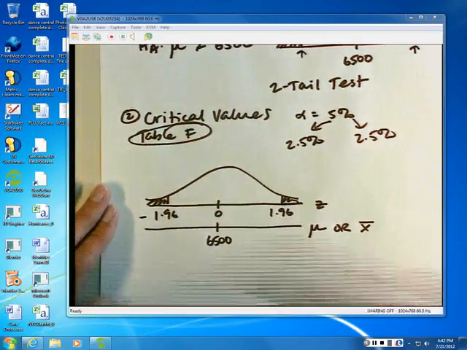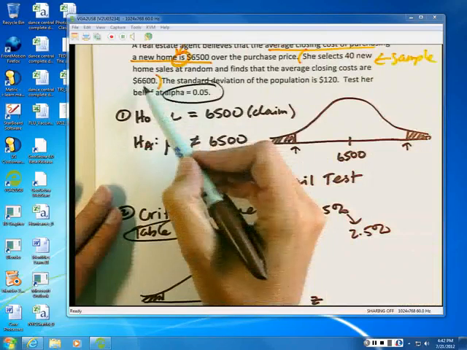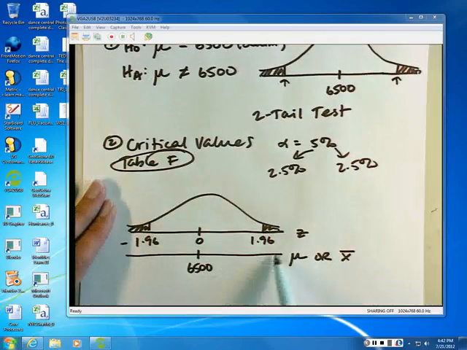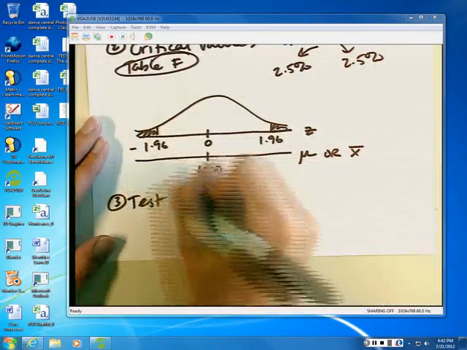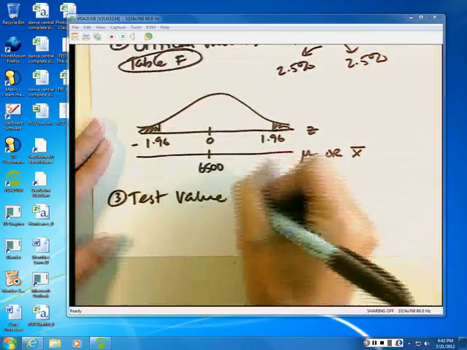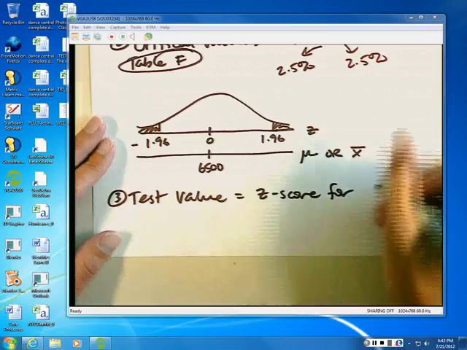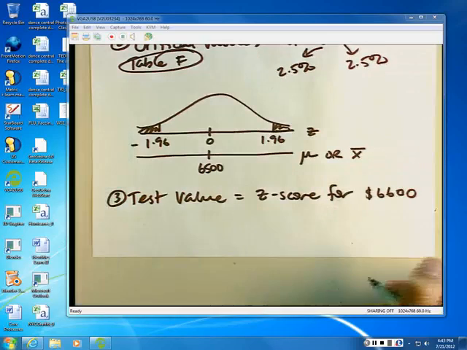So that means what I really need, because I've got that 6,600 and we wanted to know if it's different. So in this case, if it's significantly more. Well, all I need is the z-score, because I don't know where 6,600 lies, if it's over here or if 6,600 is over here. So I just need the z-score for 6,600. So step number 3, I'm going to compute the test value. That's just the z-score for my sample result. And my sample result was 6,600.